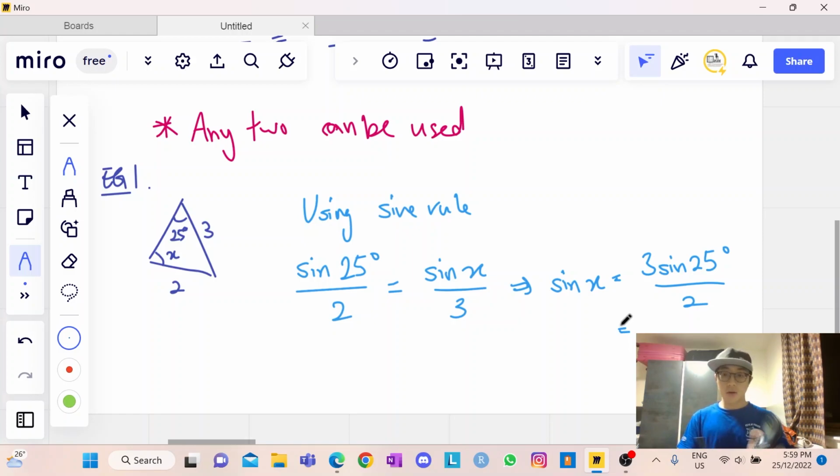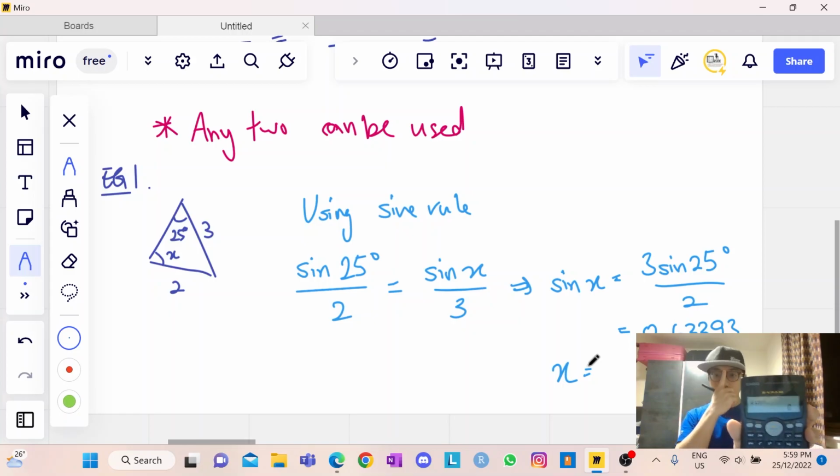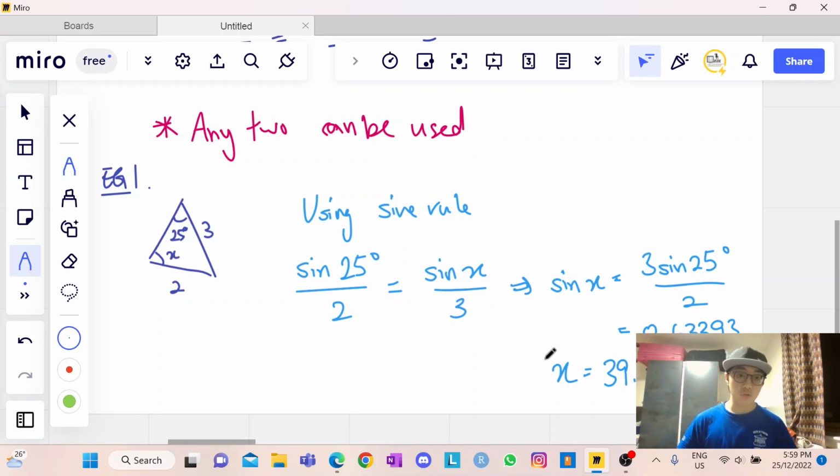If you type sin 25 into your calculator, multiply by 3, and divide by 2, you get 0.63393. Then x equals shift sin, the inverse sine, of 0.63393. Press equals and you will get 39.3 degrees, which means this x right here is 39.3 degrees. So this is how you use the sine rule.